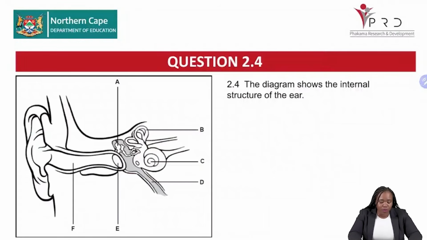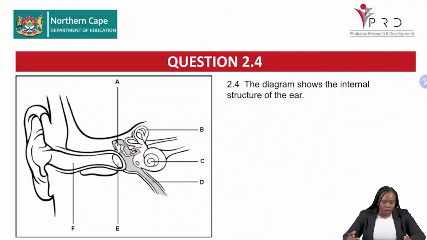Okay, now we have 2.4. The diagram shows the internal structure of the ear. Right, like I've been saying, when you are looking at these parts, be able to label the part, be able to give functions for the different parts, and therefore you will have a good flow when answering these questions, because you already know what this part is, what this part does, and so on. Then you will easily be able to answer any question that you get.